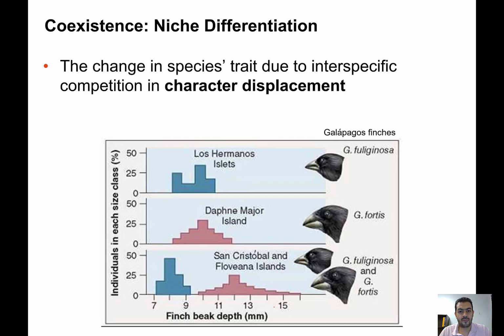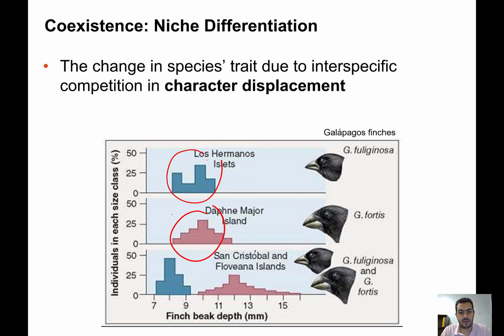One neat example of coexistence is what we can see in the Galapagos finches. Sometimes this niche differentiation may lead to character displacement, and that's what we see in the Galapagos finches. As you can see in this figure, we have two types of birds. If they live alone, if this bird lives in one of the islands, this is the beak depth, and the other one has this beak depth, and as you can see there is a bit of overlap between the finch beak depth.